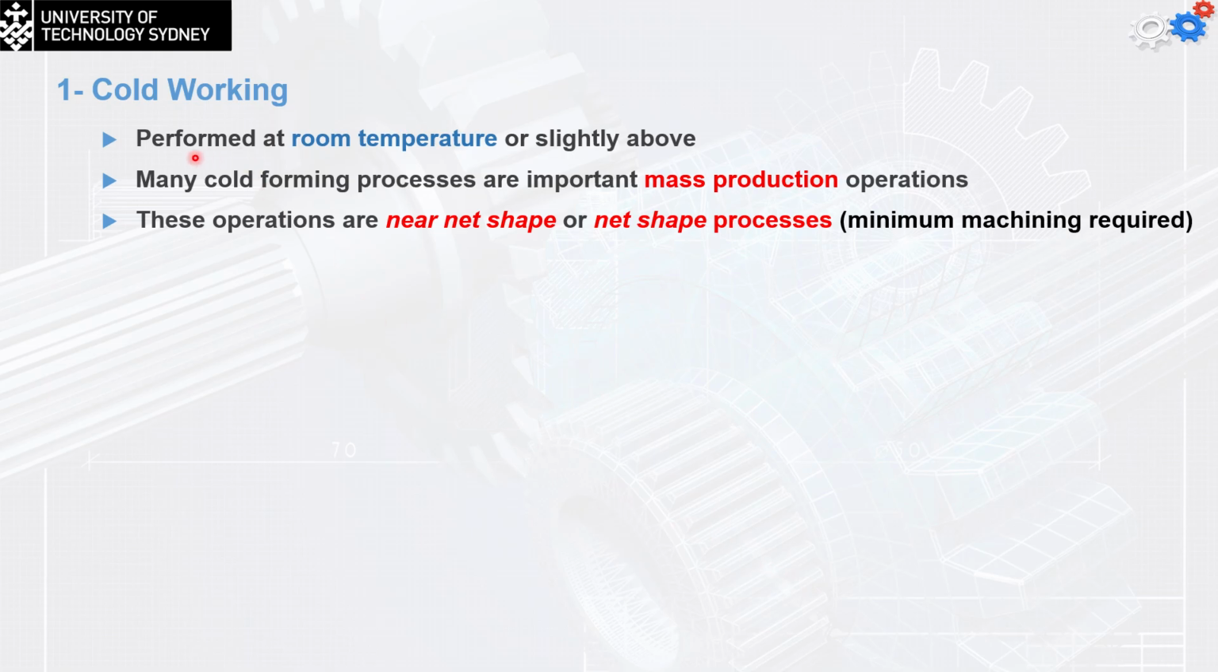In cold working, it is performed at room temperature or slightly above. Many of the cold forming processes are important in mass production operations because we don't need to spend more time heating the part and then leaving it to cool down. These operations are near net shape, or net shape, processes where minimum machining is required, so we can make the part and then use it directly without any extra machining processes. Why do we have that? Because we didn't heat up the part. So no size deformation has changed, and no oxidization happened to the part.